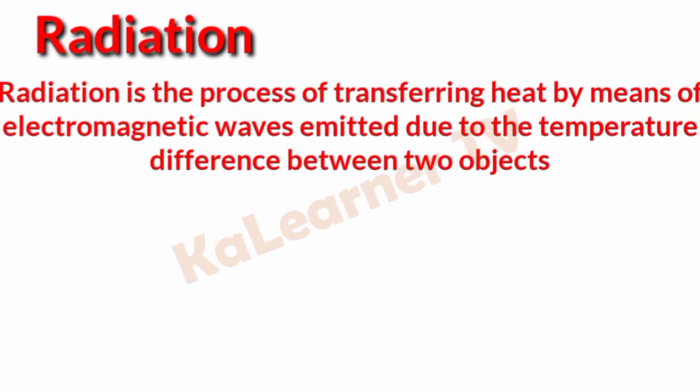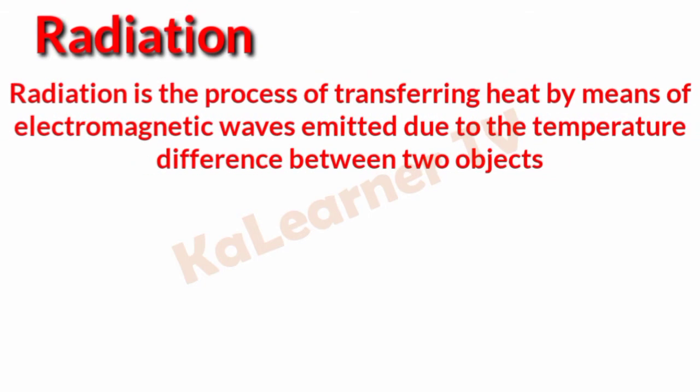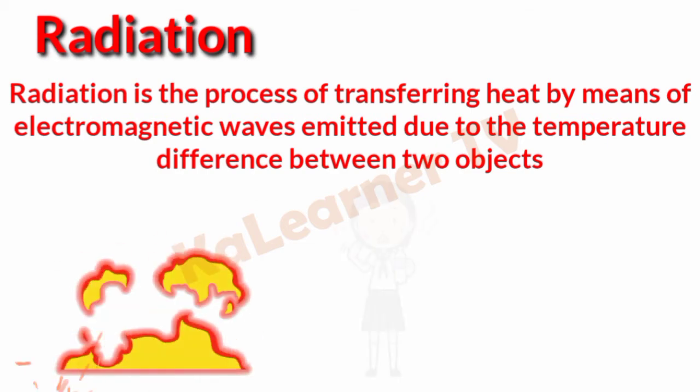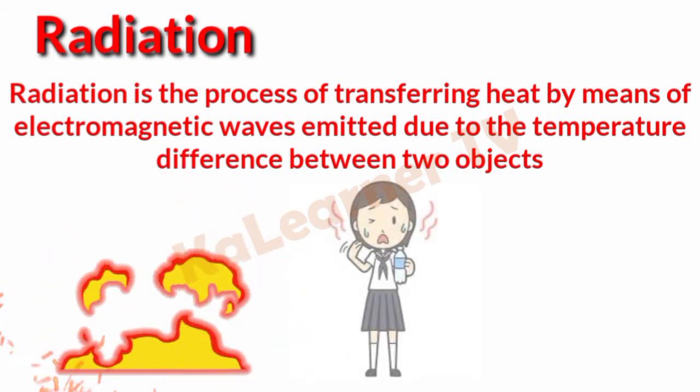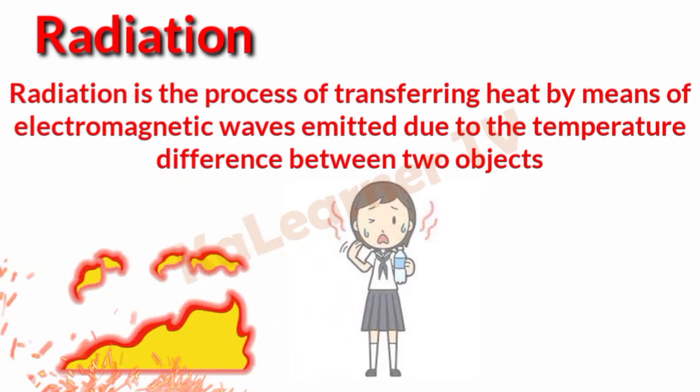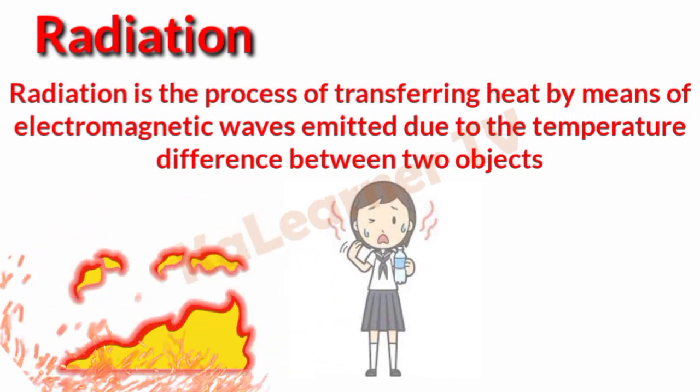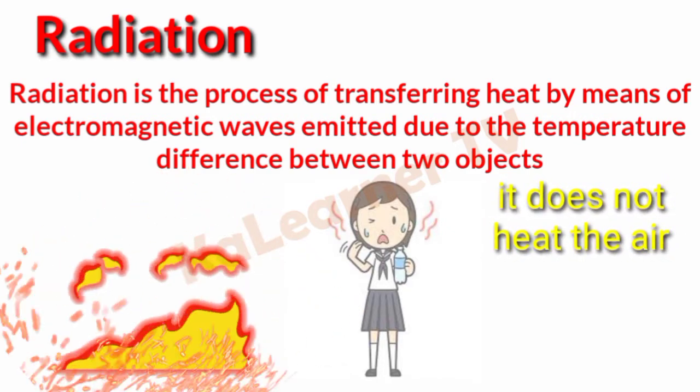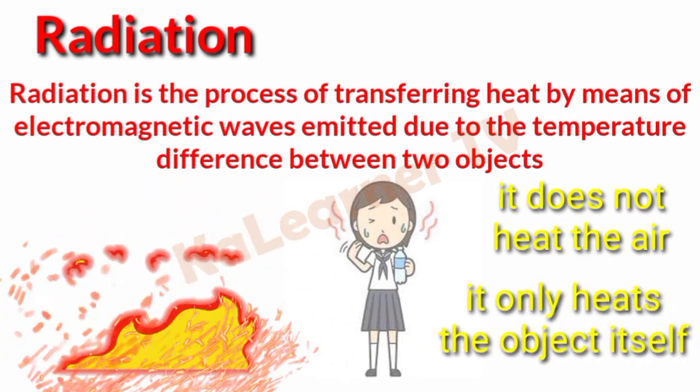Radiation. Radiation is the process of transferring heat by means of electromagnetic waves emitted due to the temperature difference between two objects. For example, if you are near a fire, you can feel the heat of the fire through radiation. An interesting thing about radiated heat is that it does not heat the air between the source and the object. It only heats the object itself.